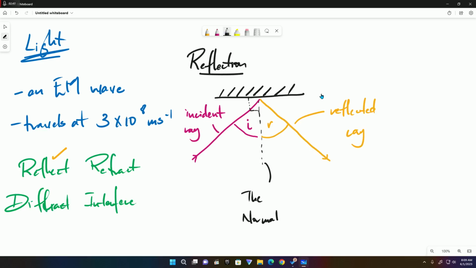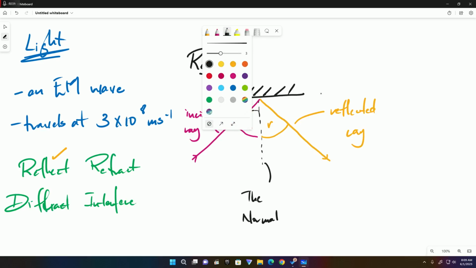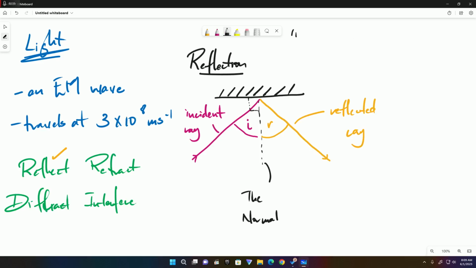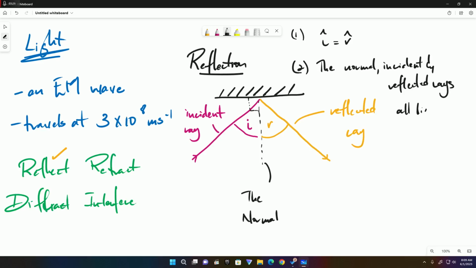Now, the two laws of reflection are as follows. The first law: I hat is equal to R hat. Simply put, the angle of incidence is equal to the angle of reflection. And the second law states the normal, incident and reflected rays all lie on the same plane. This is the second law of reflection. And that's it. That's reflection for you. Nothing complicated.